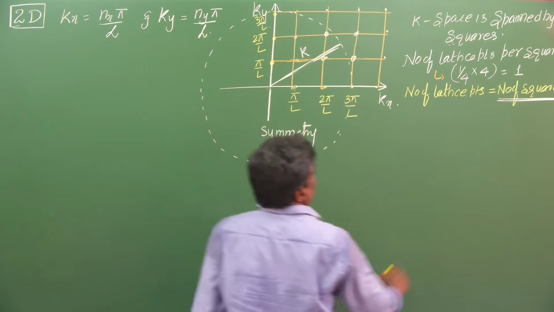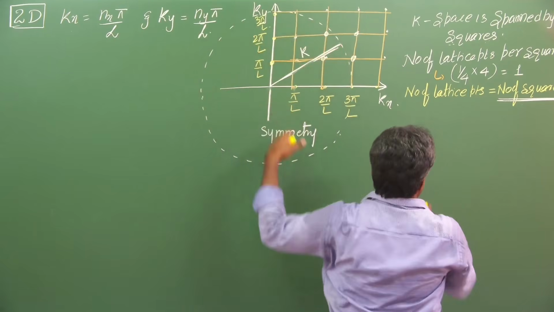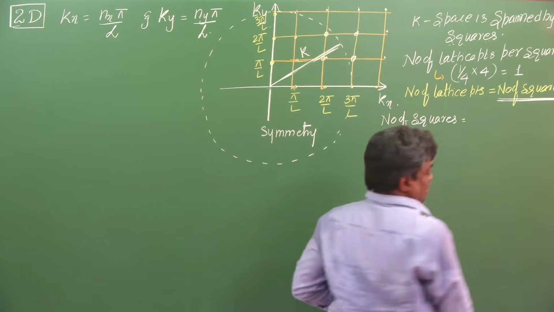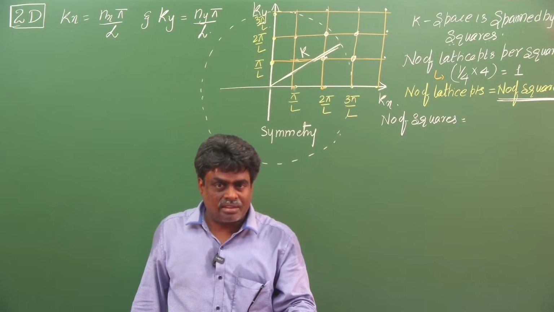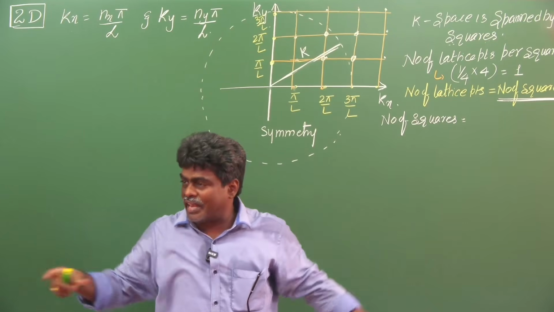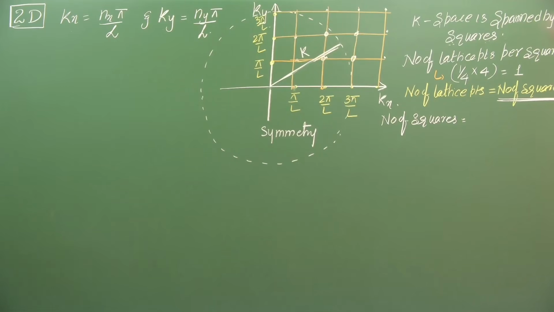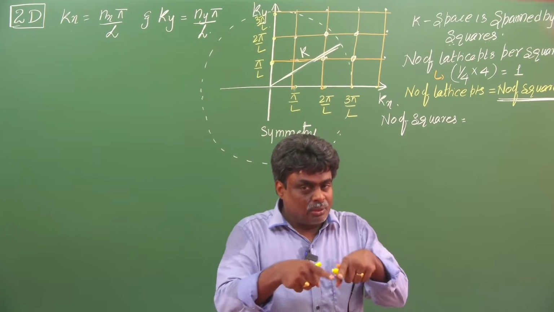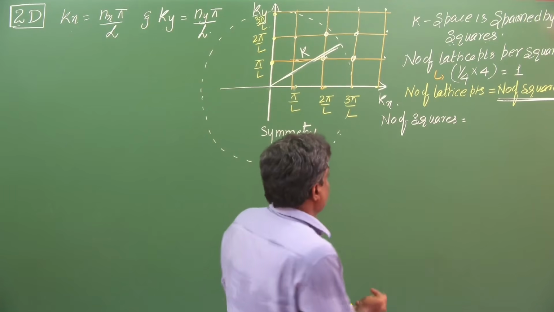Ready? What I want? This entire circle is spanned by squares. Now I want to get the number of squares. Common sense. See, this floor is having some area and some tiles are there. Let us say each tile is having the same area. Then the number of tiles is equal to the total area divided by the area of the tile. Earlier, number of benches equals total length by length of the bench. Now total area by area of the bench.